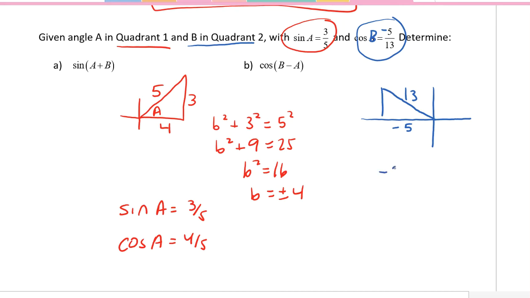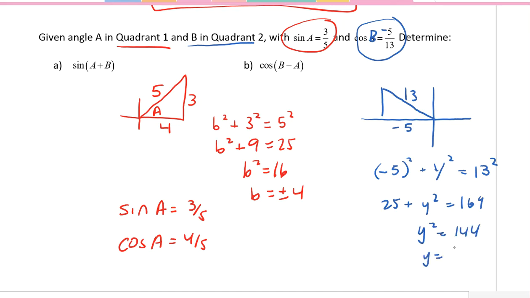And I'm going to do the Pythagorean theorem again. This time I'm using a Y to represent that. Based on my picture, it needs to be a positive 12. So I'm going to have sine of B is positive 12/13. Cosine of B is negative 5/13. Remember that I had a typo here, so fix that typo.